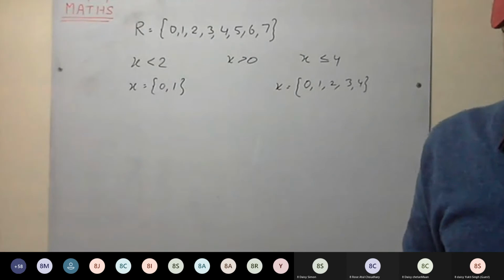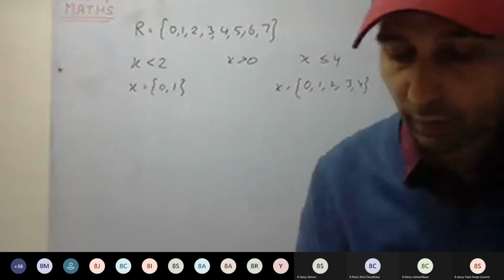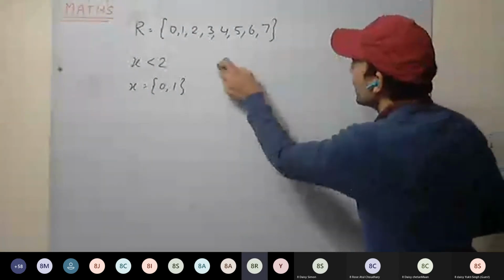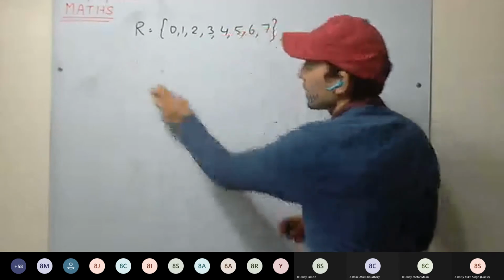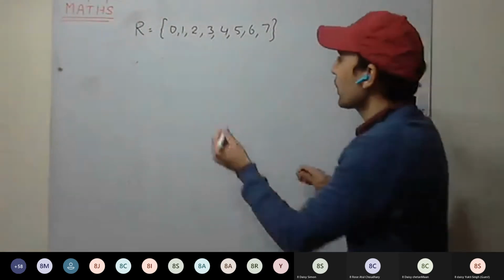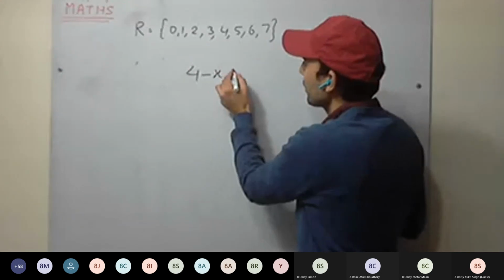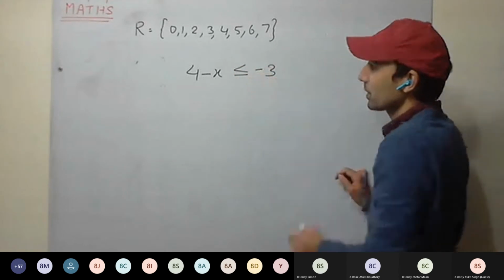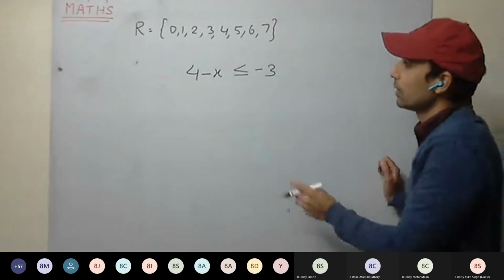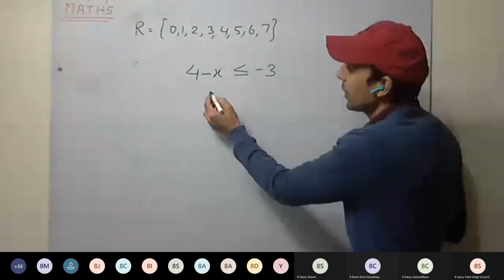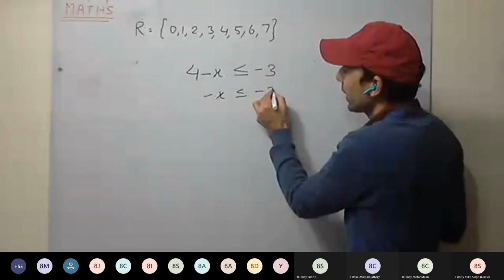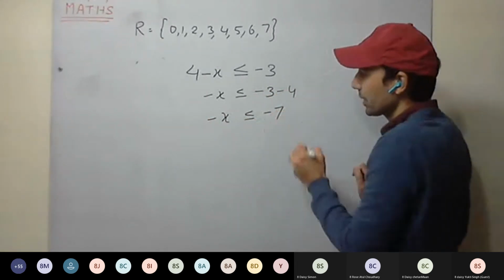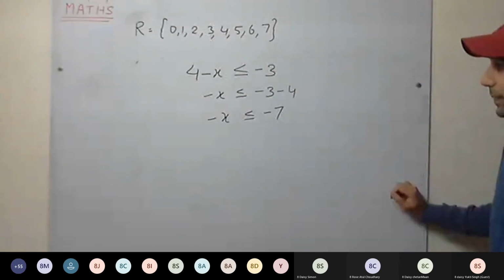Okay. Do the fifth one. It is an important question. Just for the fifth one, you do it once: 4 minus x less than or equal to minus 3. How are we going to solve it? If we take 4 to the right hand side, it will be minus x less than or equal to minus 3 minus 4, so minus x less than or equal to minus 7. Now what are we going to do?